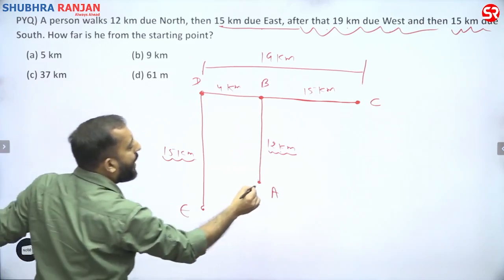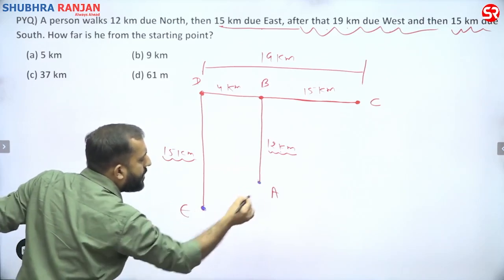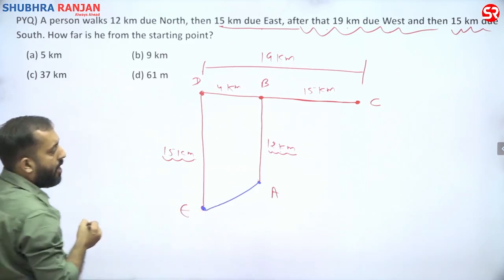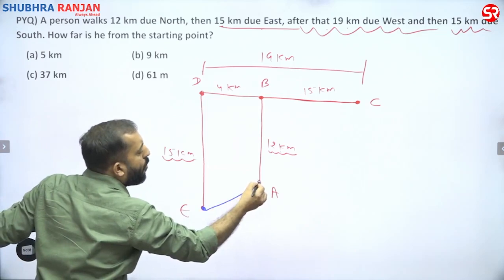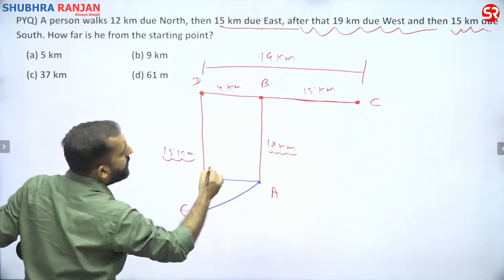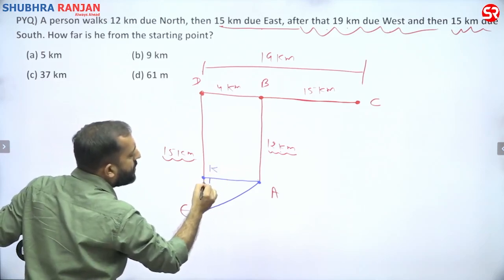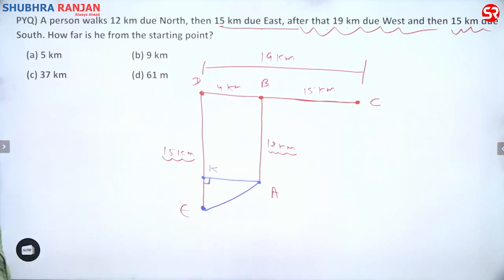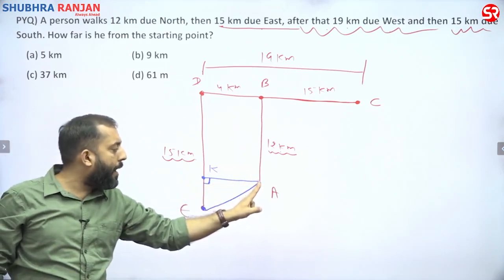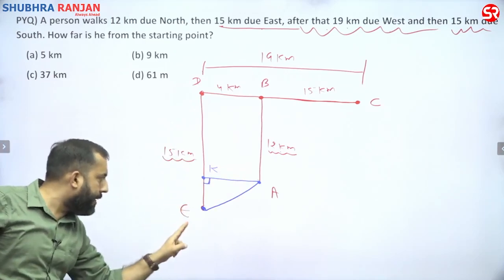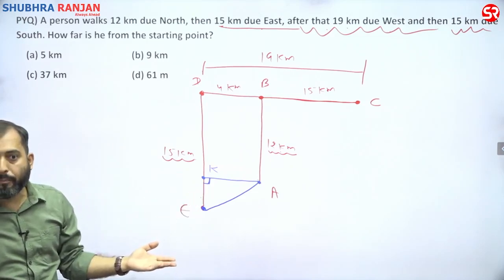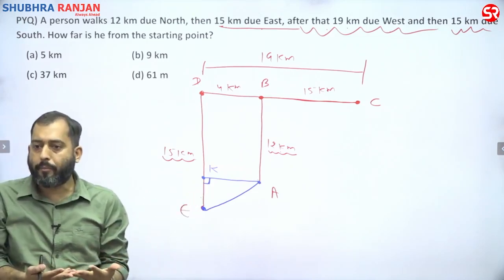Now finally, how far is he from the starting point? The starting point was A and the final point is E. So we want to find this AE distance, right? Let's draw a perpendicular from point A, and let's say this point is K. So this angle has to be 90 degrees. We have drawn a perpendicular from point A to this side DE. Perpendicular means 90 degrees.